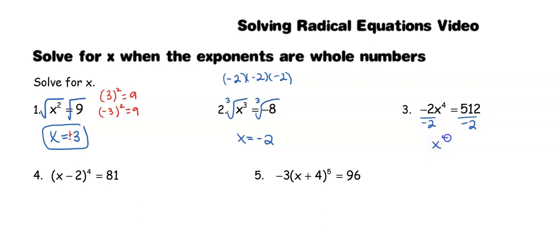Number 3, we want to isolate our variable first, so we divide by a negative 2. We get x to the 4th power is equal to a negative 256. So if I have x to the 4th power, I'm going to take the 4th root of each side. For this question, we're asking what number times itself 4 times is going to give us a negative 256. You probably don't know this off the top of your head.